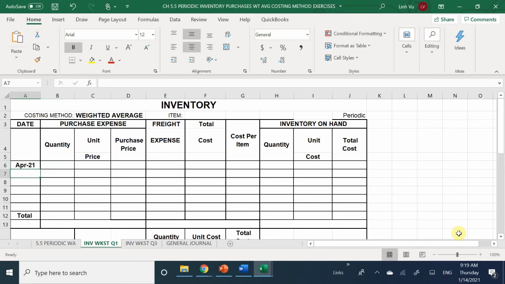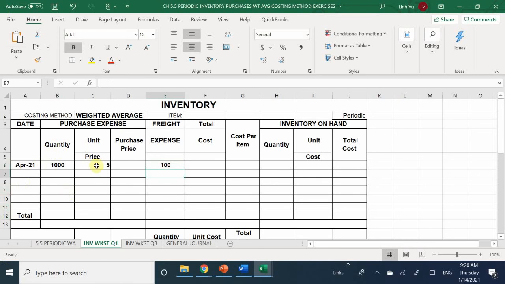April 5th. Okay, I have to fix that. I don't know how to fix that. Okay, so quantity was 1,000 items at $5 each with a freight of 100.